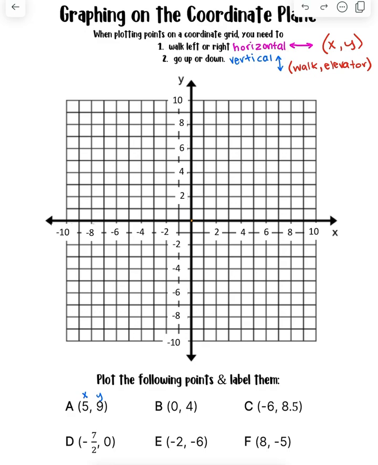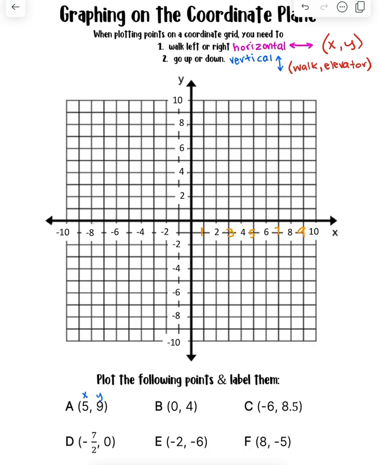So I can go ahead and label. I have a 1, 2, 3, 4, 5, 6, 7, 8, 9, 10. So every box on this one counts as 1 because it's counting by ones. So we can go ahead and label that.